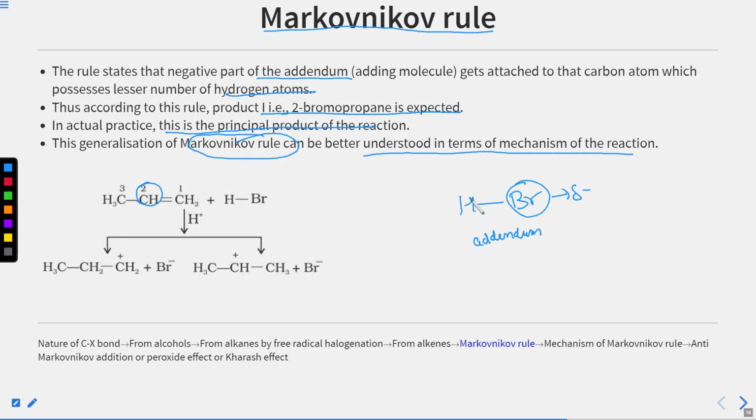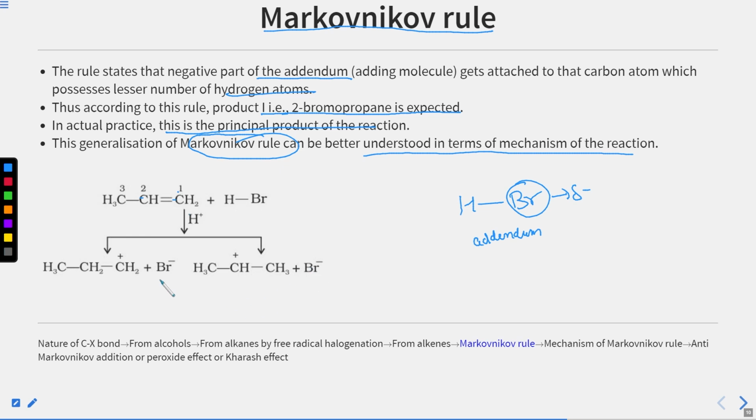Now we know that hydrogen halides, or you can say hydrohalogens, are a kind of acid. Now what happens here is that the H plus of this HBr protonates this alkene. Now this H plus can go here at the first carbon or at the second carbon. Two possibilities are there. What are the two possibilities? It can go at the first carbon or it can go at the second carbon.